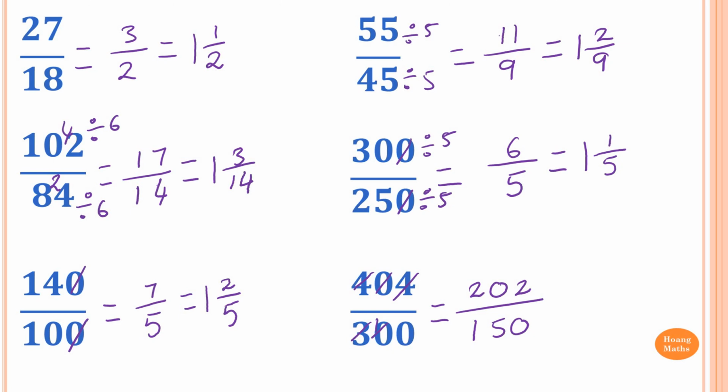202/150. So both are even numbers. I can halve it again. Half of 2 is 1. Half of 0 is 0. Half of 2 is 1. Then half of 15 is 7, remainder 1, because 7 times 2 is 14. So leave it 10. Half of 10 is 5. So 101/75.